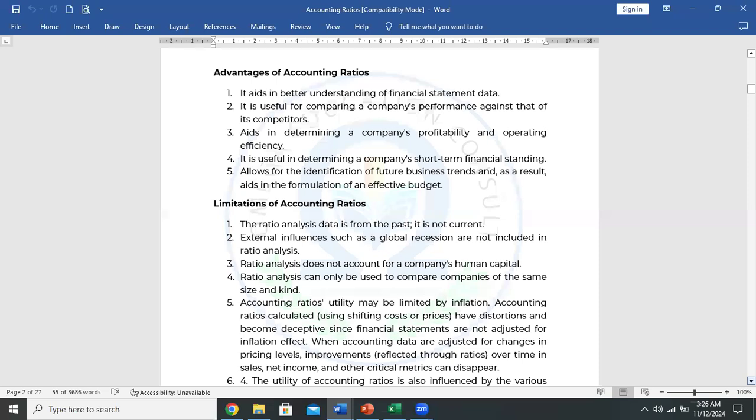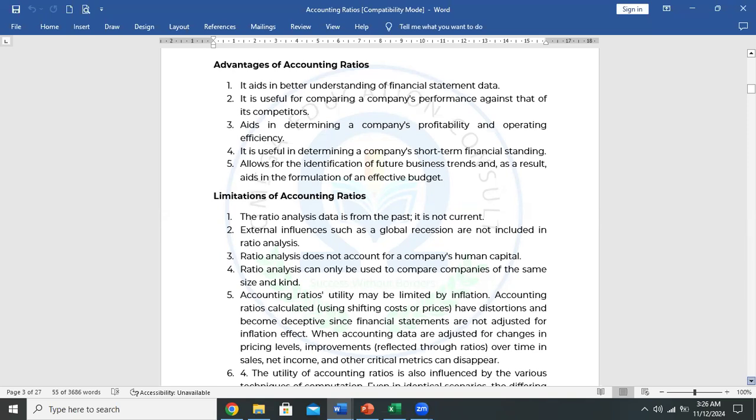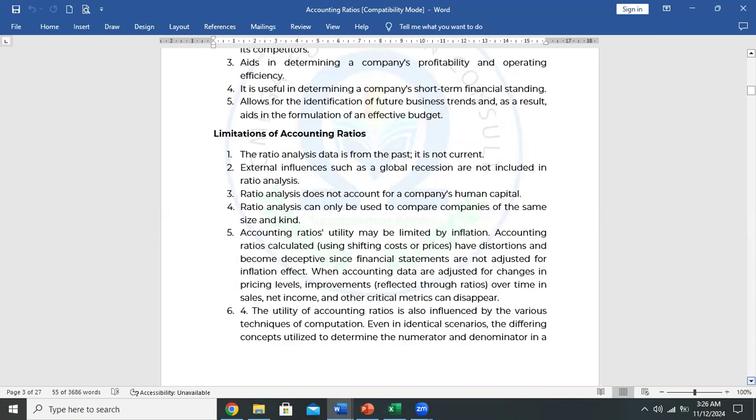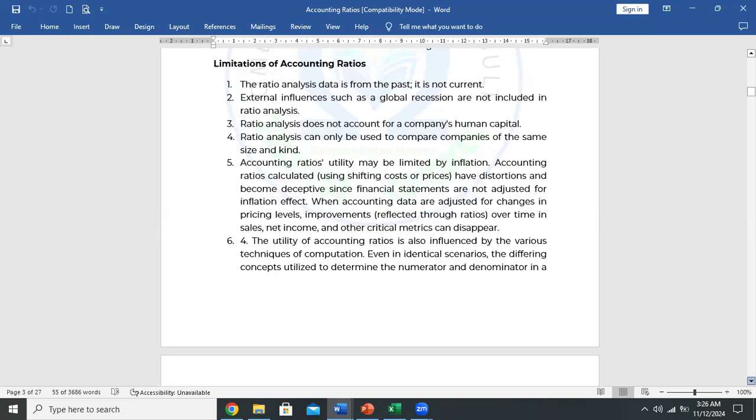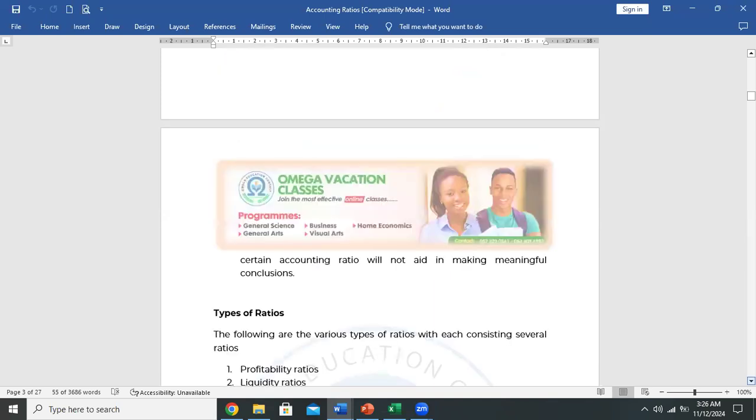Well, the first one is better understanding of financial data. That is very true. It is also useful for comparing a company's performance against that of its competitors, right? Some of these theories, I will leave to you to deal with. But if you have issues, come to me. I will explain further. The disadvantages are also there for you.